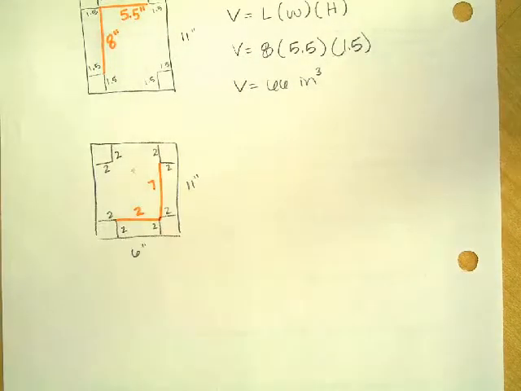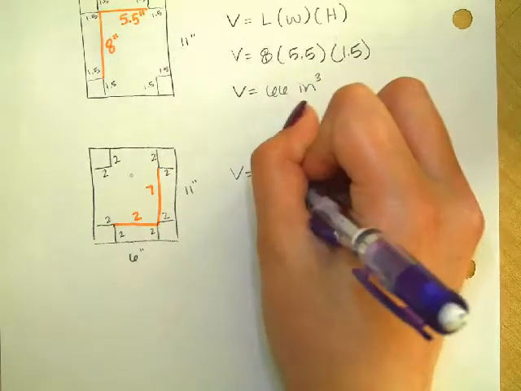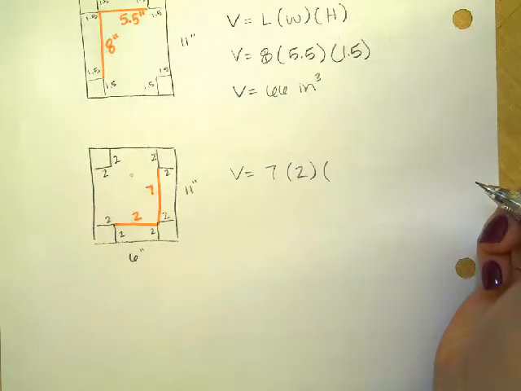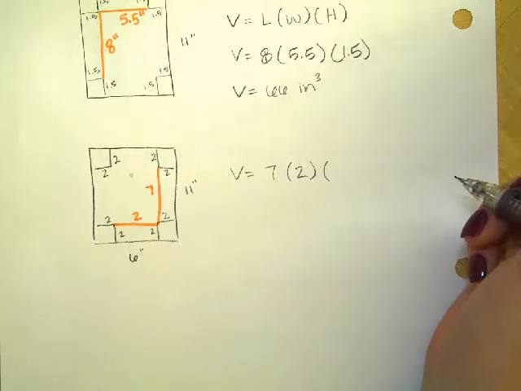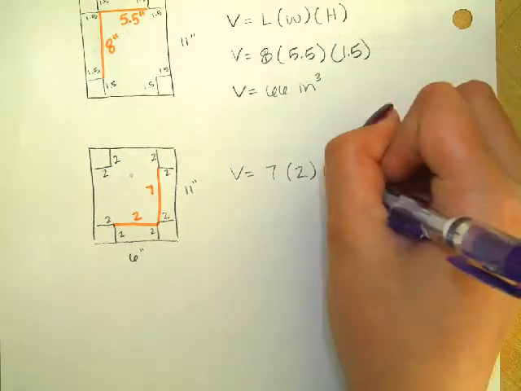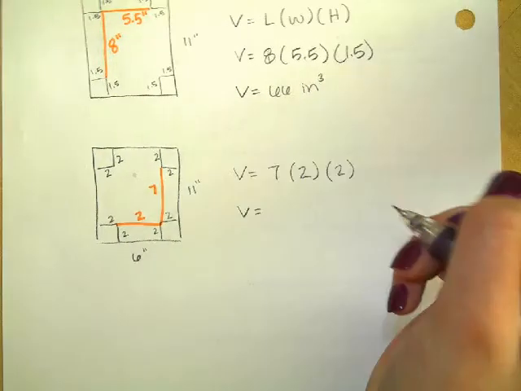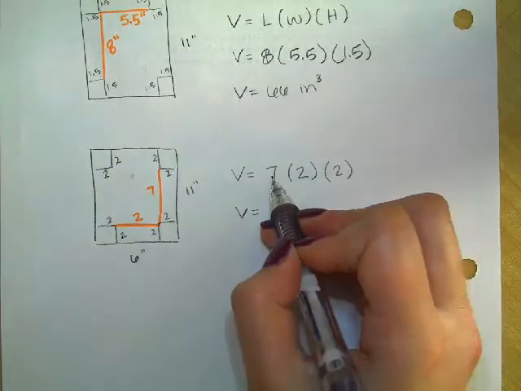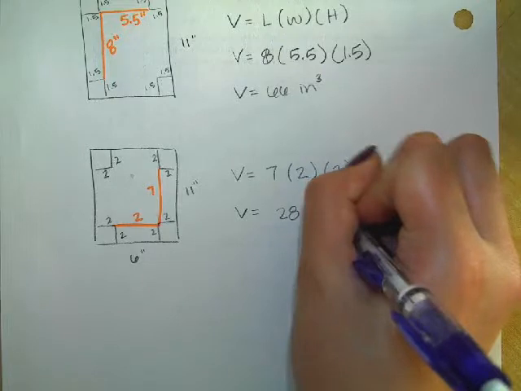If I wanted to find the volume of that box, the volume is length times width times height. Do you know what the height would be? 2, because I cut off corners that were 2, and when I fold up those sides, they make a height of 2. So what would the volume of that box be? Yes, 28. 7 times 4 is 28. 28 inches cubed.